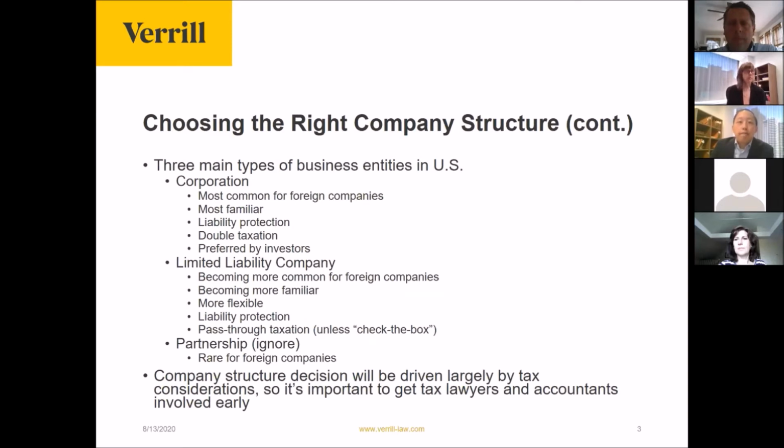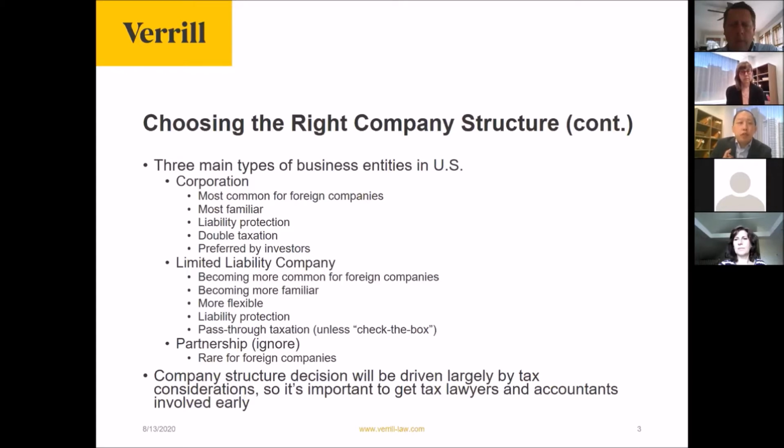So once a foreign company decides that it wants to form a U.S. sub, the question then becomes, what type of entity does it want to form? In the U.S., there are basically three main types of business entities: the corporation, the limited liability company, and the partnership. There are various types of partnerships, but that's generally the three. I'm only going to be focusing on the top two, the corporation and the LLC. It's just simply very rare for a foreign company, for tax and other reasons, to form partnerships. So I think it's something that foreign companies can effectively ignore.